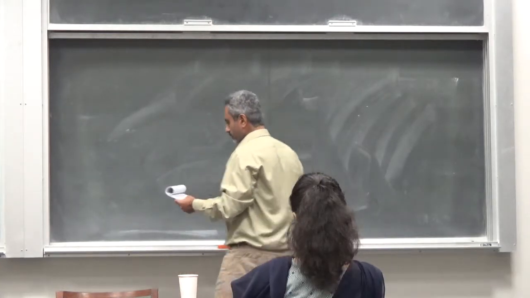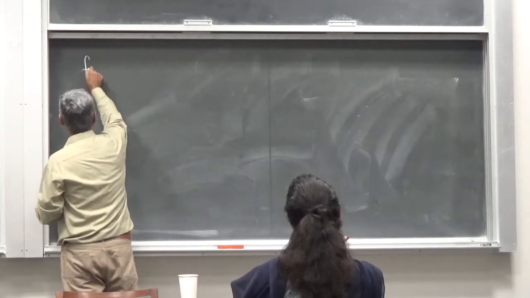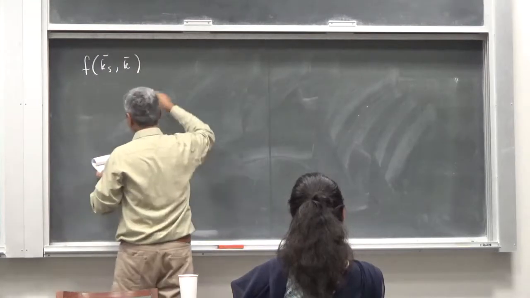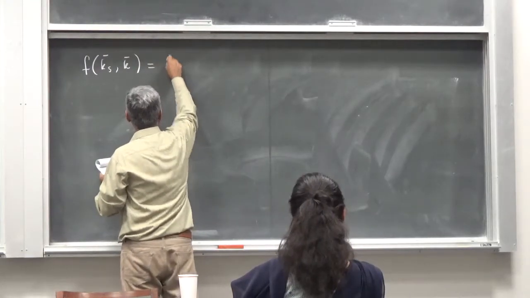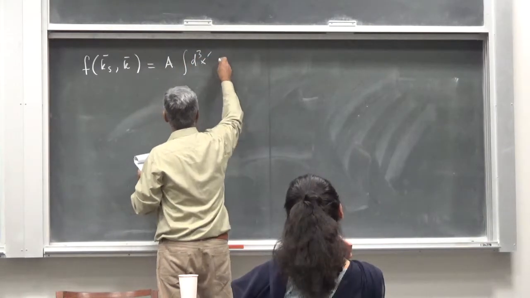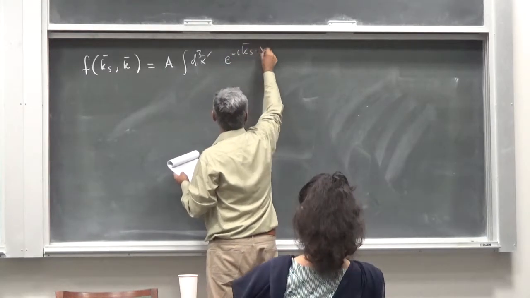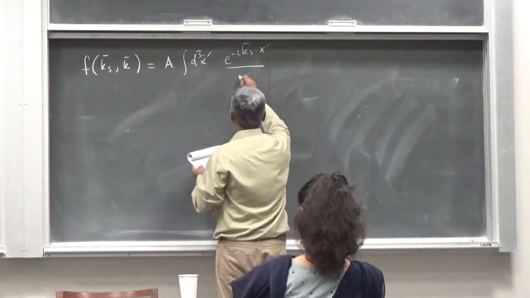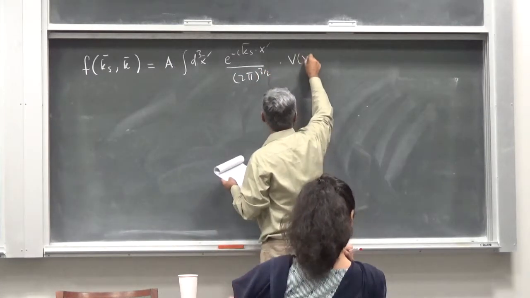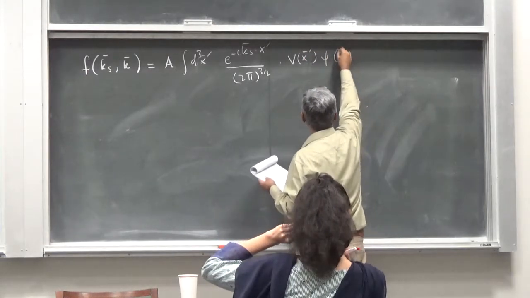Right. So again, let me write it out. F of ks k, right? This is equal to a d3x prime e to the minus I ks dot x prime over 2 pi 3 half V of x prime psi of x prime.